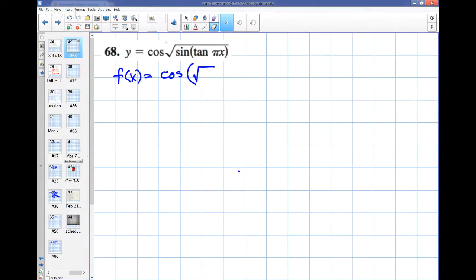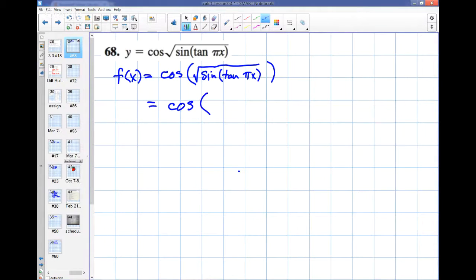I should have made this longer. So now we've got the sine of the tangent of pi x. So like I said, this is kind of like nesting heaven here. So could I not think of this as the cosine of the sine of the tangent of pi x to the 1/2 power?